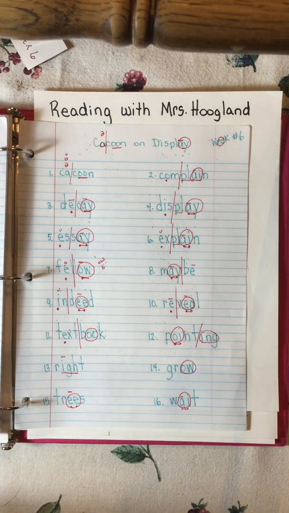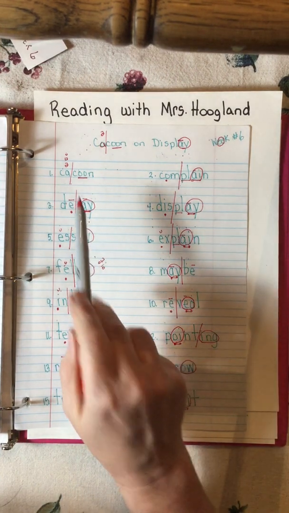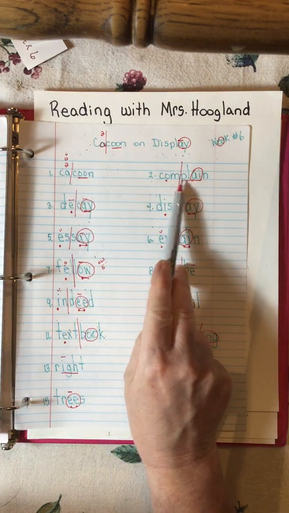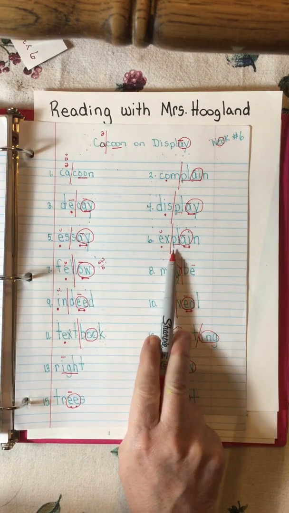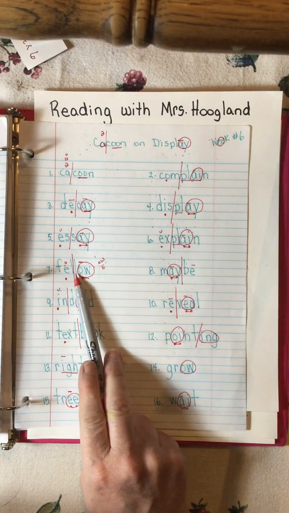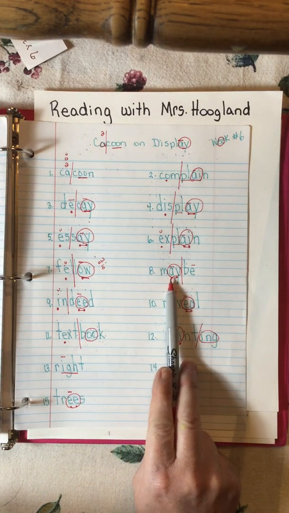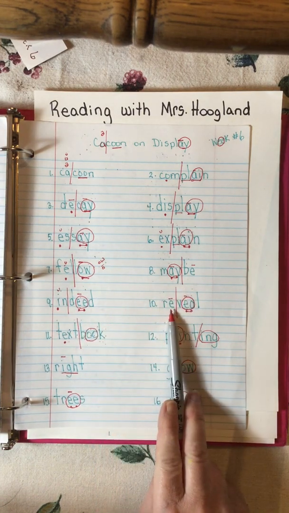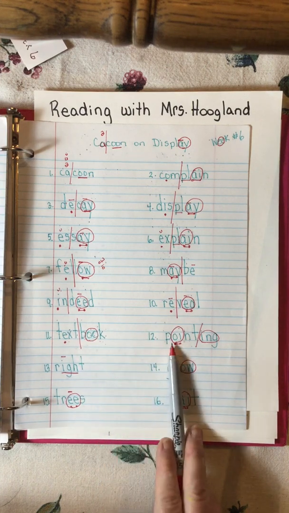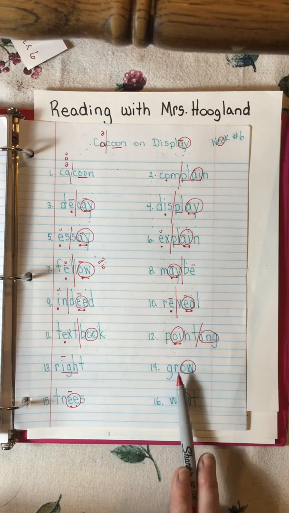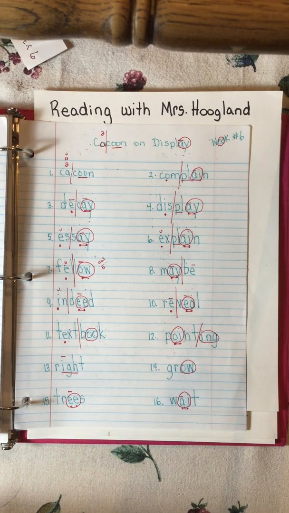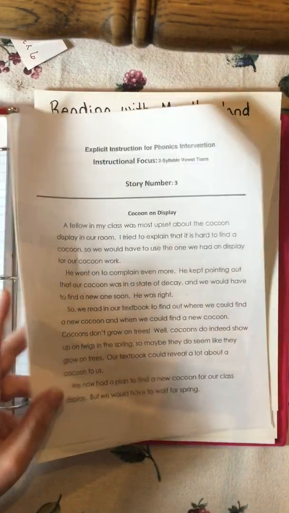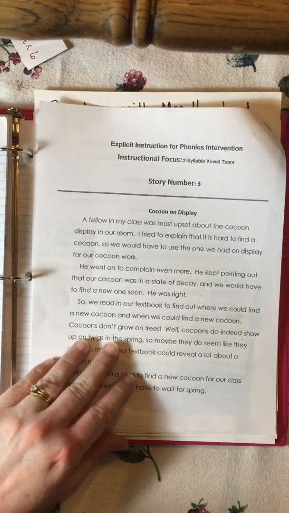All right? Are you ready to read your story? Here we go. We're going to go over one more time. We have cocoon, complain, decay, display, essay, explain, fellow, maybe, indeed, reveal, textbook, pointing, write, grow, trees, and wait. Good job, friends. All right, now I'm going to pull out our story, and our story for this one is going to be Cocoon on Display.